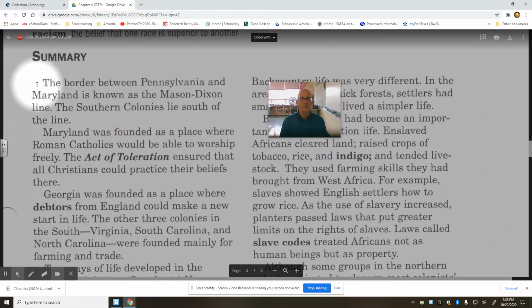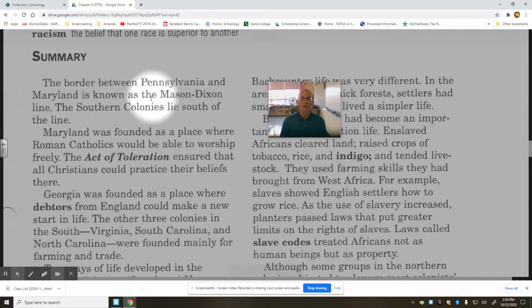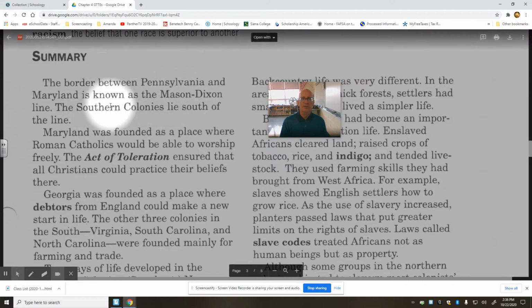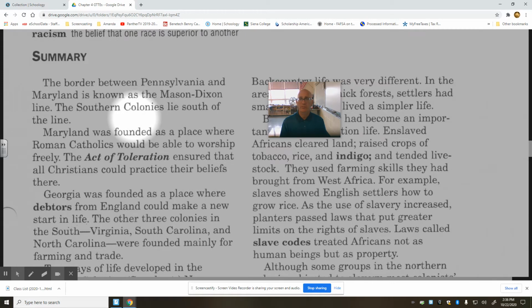Now, if you guys can focus with me on the left-hand column here as we start our reading, the border between Pennsylvania and Maryland is known as the Mason-Dixon line. The southern colonies lie south of this line. Everything south of Pennsylvania was considered a part of the original southern colonies, south of the border that separates Pennsylvania from Maryland.